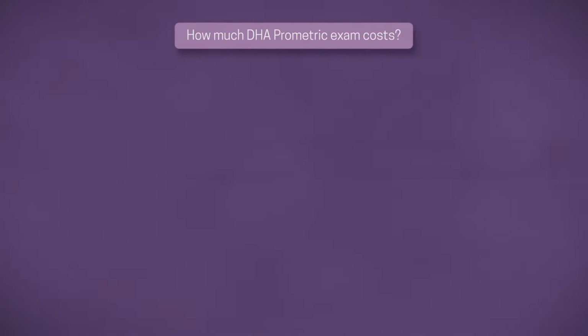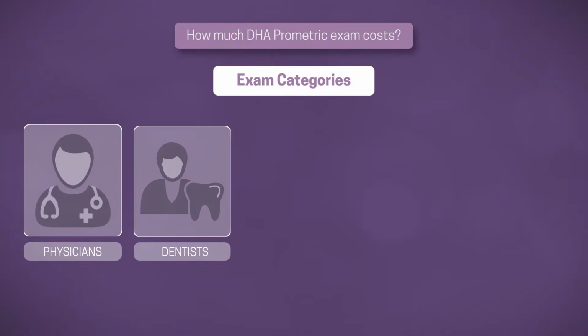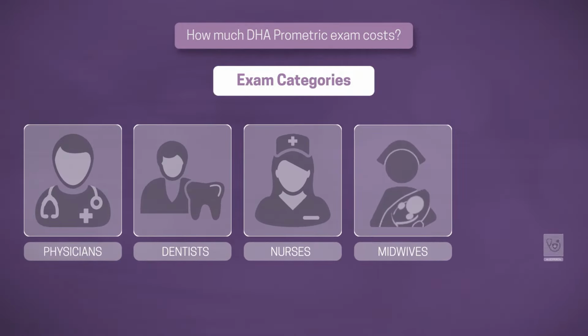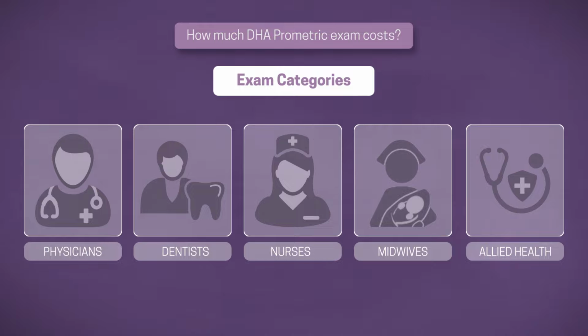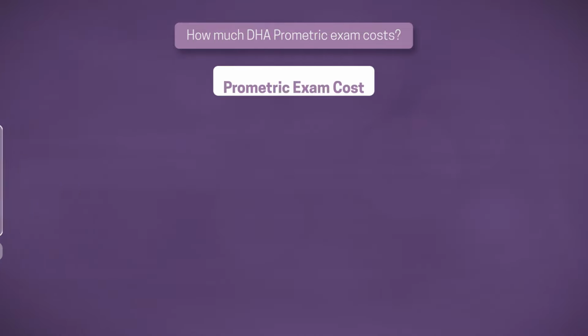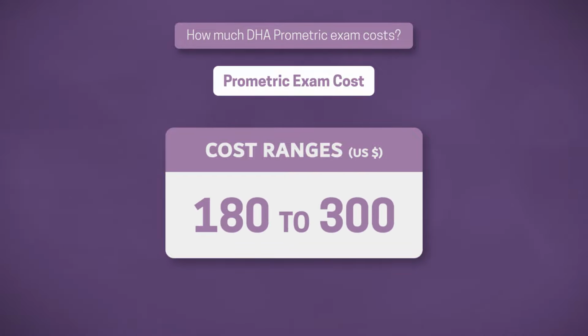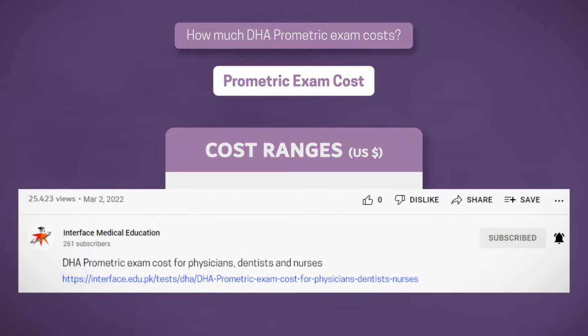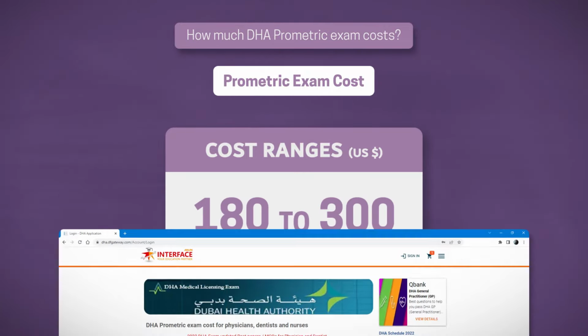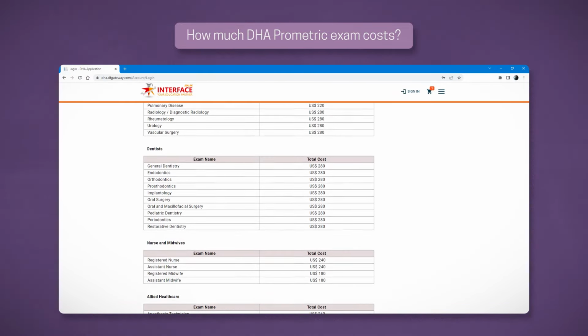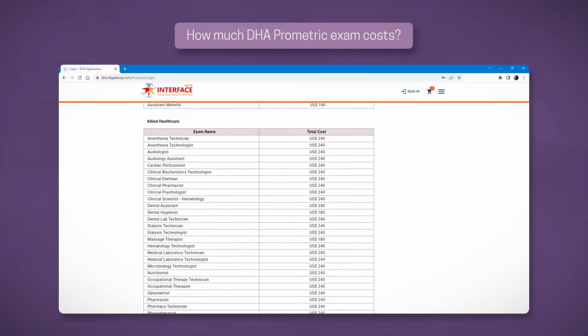Depending upon the exam categories of physicians, dentists, nurses, midwives, and allied healthcare professionals, and their wide range of specialties, the Prometric exam cost ranges from $180 to $300. Kindly visit the link in the description for complete cost details regarding each medical licensing exam category.